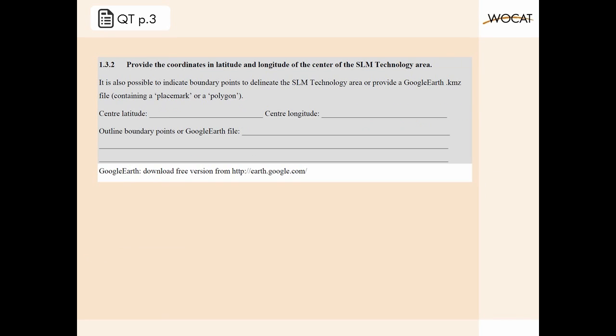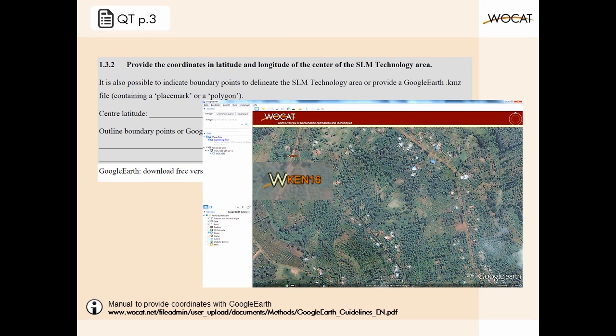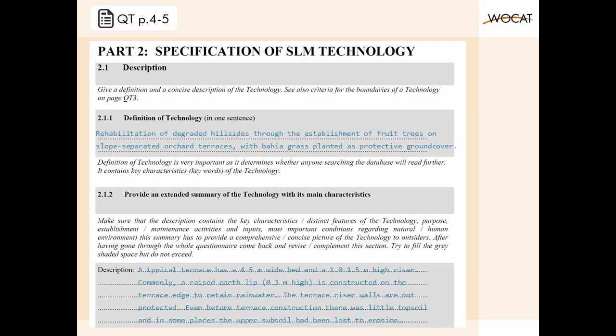Providing the coordinates in latitude and longitude of the center of the SLM technology, or indicating its boundary points, allows you to place a mark on the technology and show it in Google Earth. A manual to provide coordinates for Google Earth can be consulted under the indicated link. Part 2 is about defining and describing the technology.